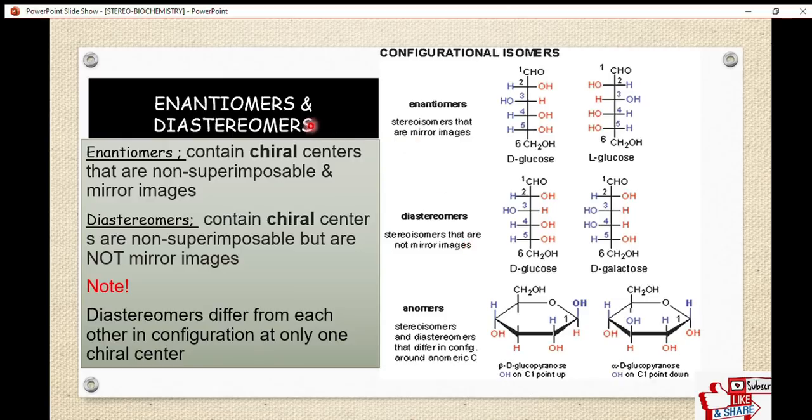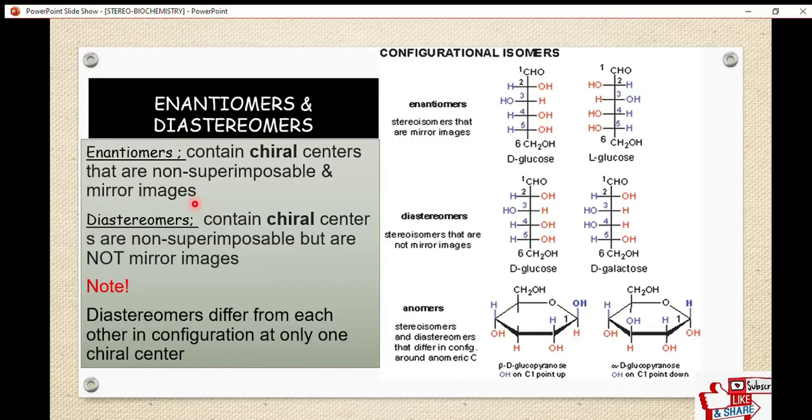Okay, so our next topic is enantiomers and diastereomers. We are going to talk in detail about what enantiomers are and what diastereomers are. So let's start with enantiomers. Enantiomers contain chiral centers that are not superimposable, and they are mirror images of each other.